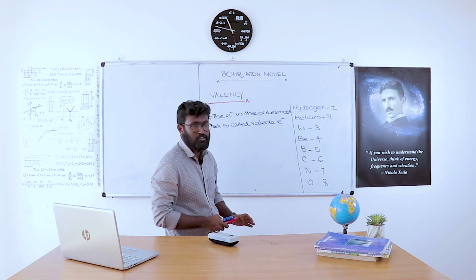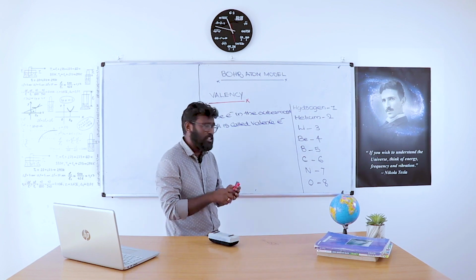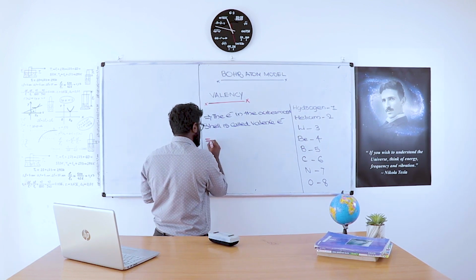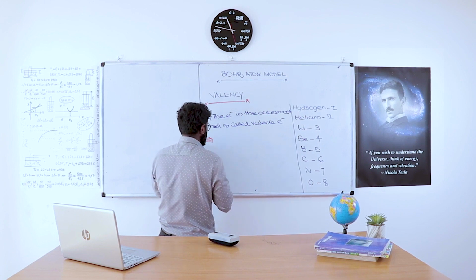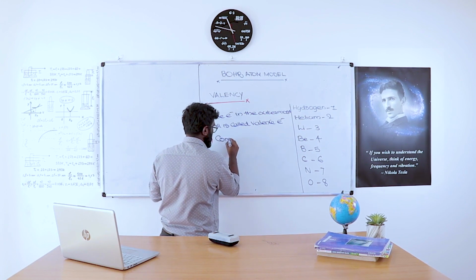So in this case, how do we find valency? What is meant by valency? The combining capacity is called valency.